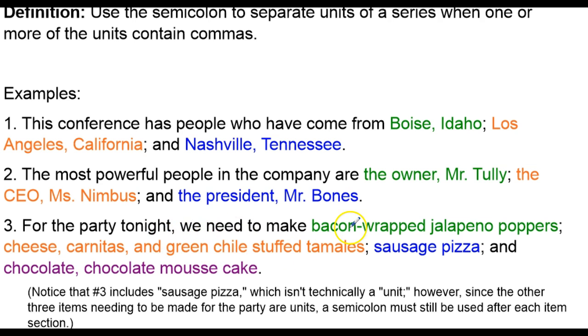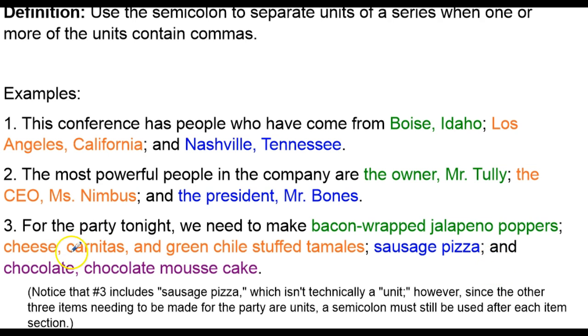Now, because we add it to these other 2, the bacon wrapped jalapenos and the sausage pizza, that's why we have to have the semicolons. So that first one doesn't need to be separated with commas at all. It's just all one section. This piece, because it's naturally a series, we have to separate it as a series and then put the semicolon right after that section. And then we have the sausage pizza, and we separate it with the semicolon.